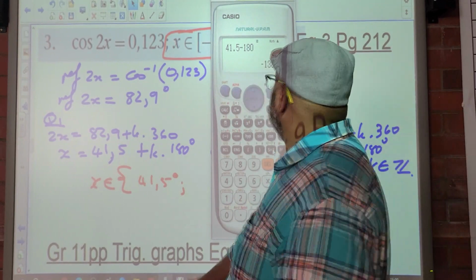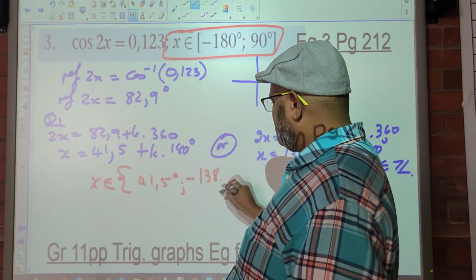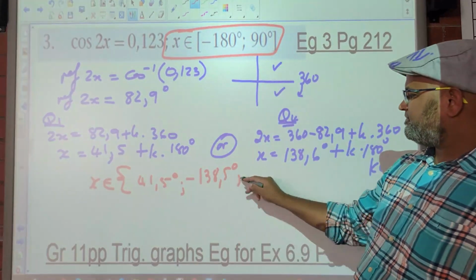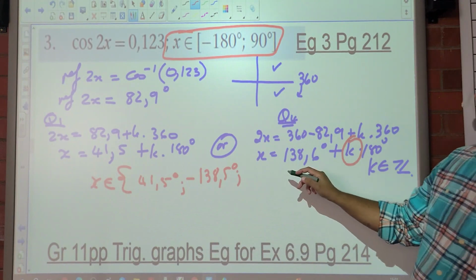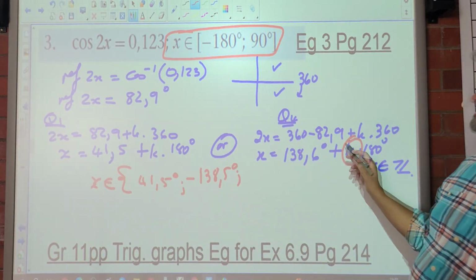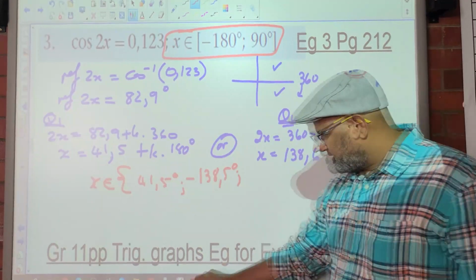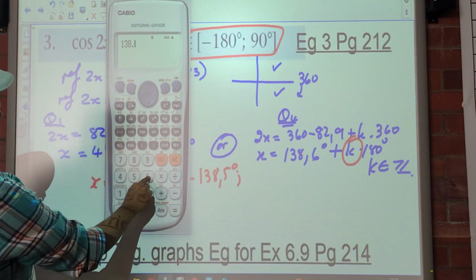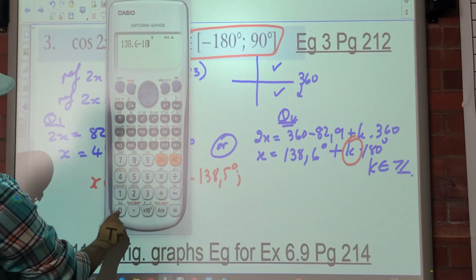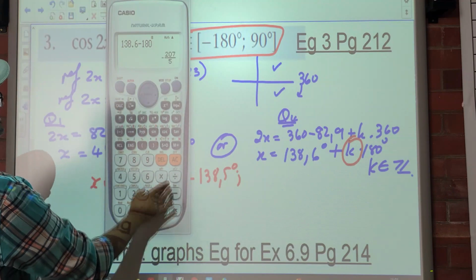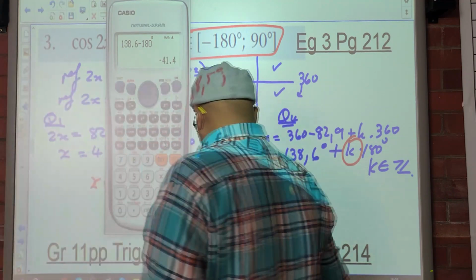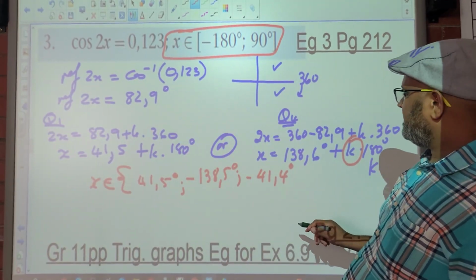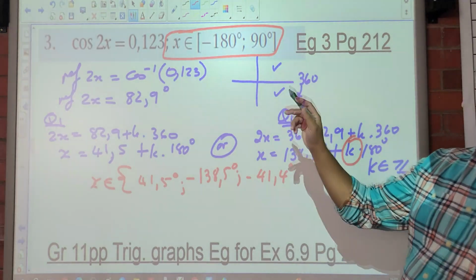Negative 158.5 degrees, which is inside. If I put minus 2, it will be outside. If I put 0 in here, it's going to be 138.6, which is outside. So I'm not going to bother with that. However, 138.6 minus 180. Or I say plus 1, negative 1 times 180 gives us negative 41.4. Okay? We're going to go with minus 2, definitely outside.